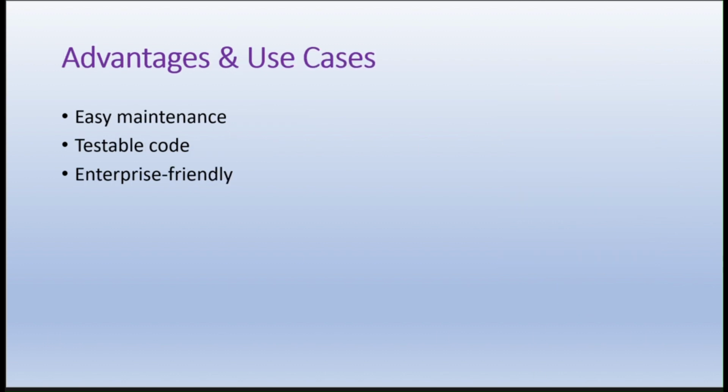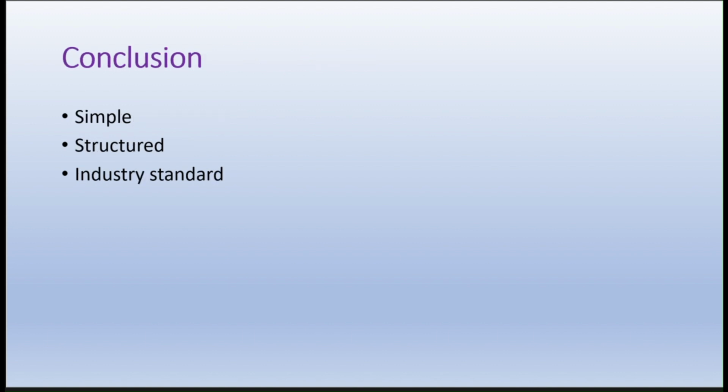Now let's see some of the advantages and use cases. Layered architecture makes the application easy to maintain, test, and scale. It is best suited for enterprise and traditional web applications built using .NET Core. So, to conclude, layered architecture is a simple and structured approach to building .NET Core applications. It forms the foundation for advanced architectures like Clean and Onion architecture.